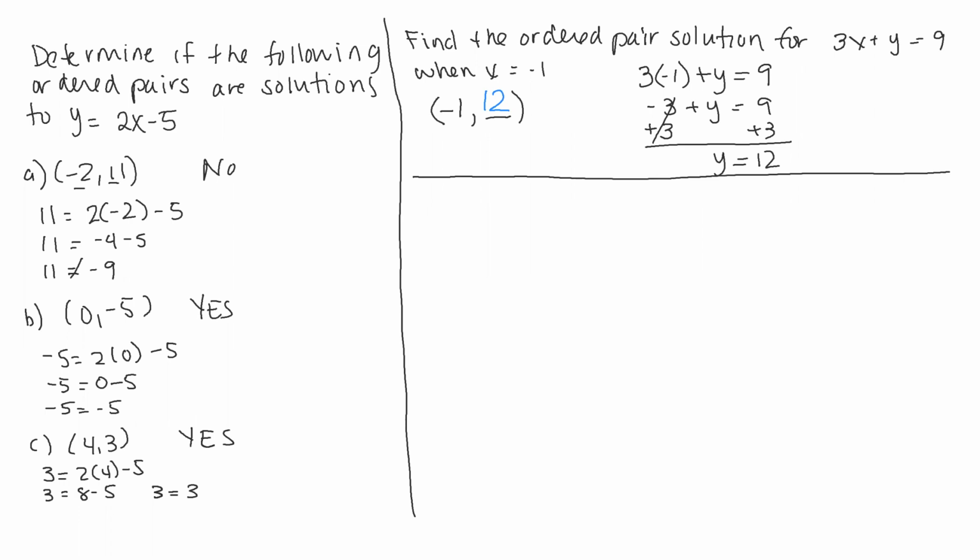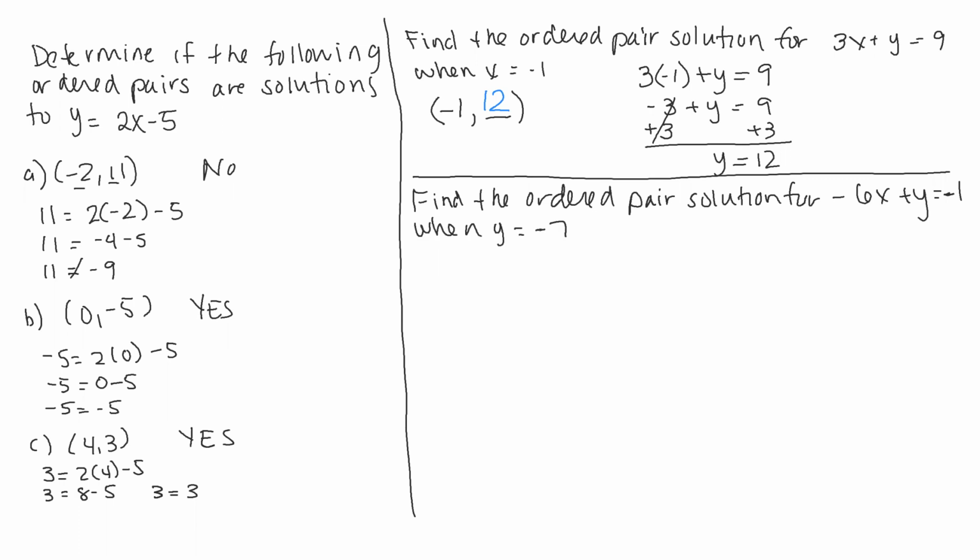All right. Let's try another one similar to that. So we're going to find the ordered pair solution for, let's see, we have -6x plus y is -1. We want to find the ordered pair solution for -6x plus y equals -1 when y is -7. So this is just like the previous example, except instead of being given the x coordinate, I've been given the y coordinate. So what we're looking for is an ordered pair where y is -7. We need to figure out what that x coordinate is going to be.